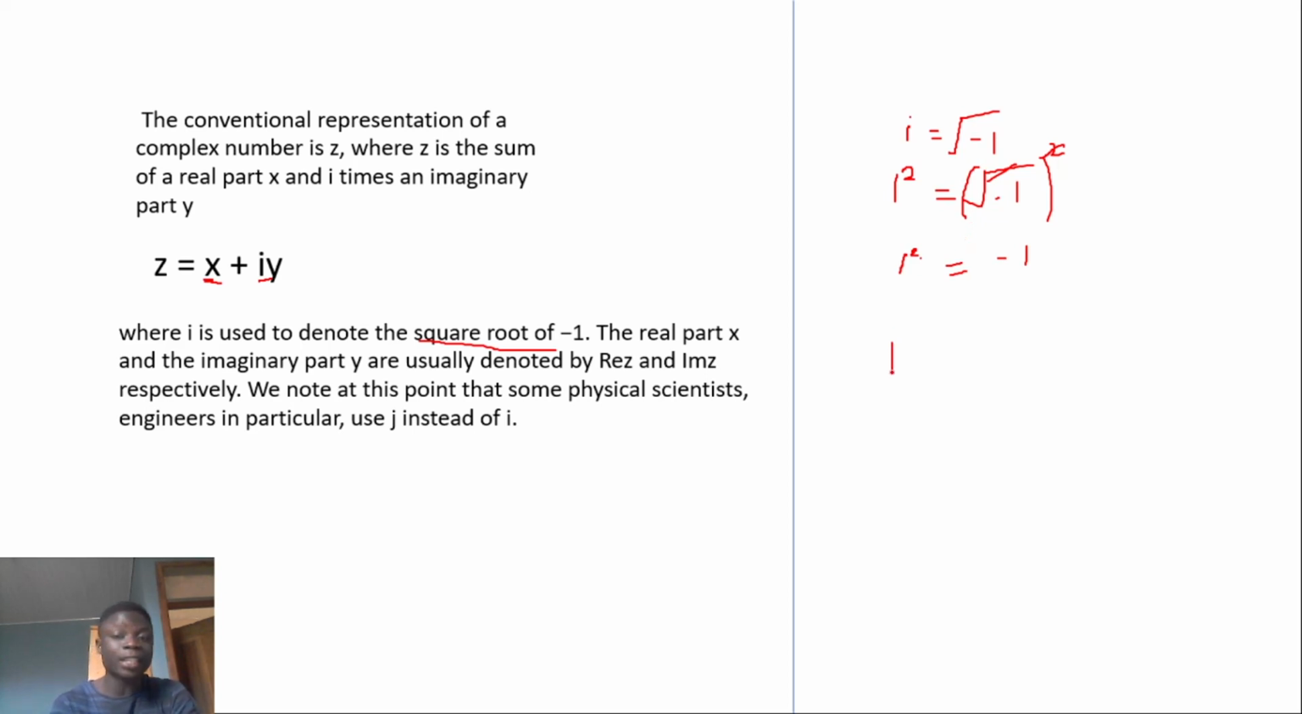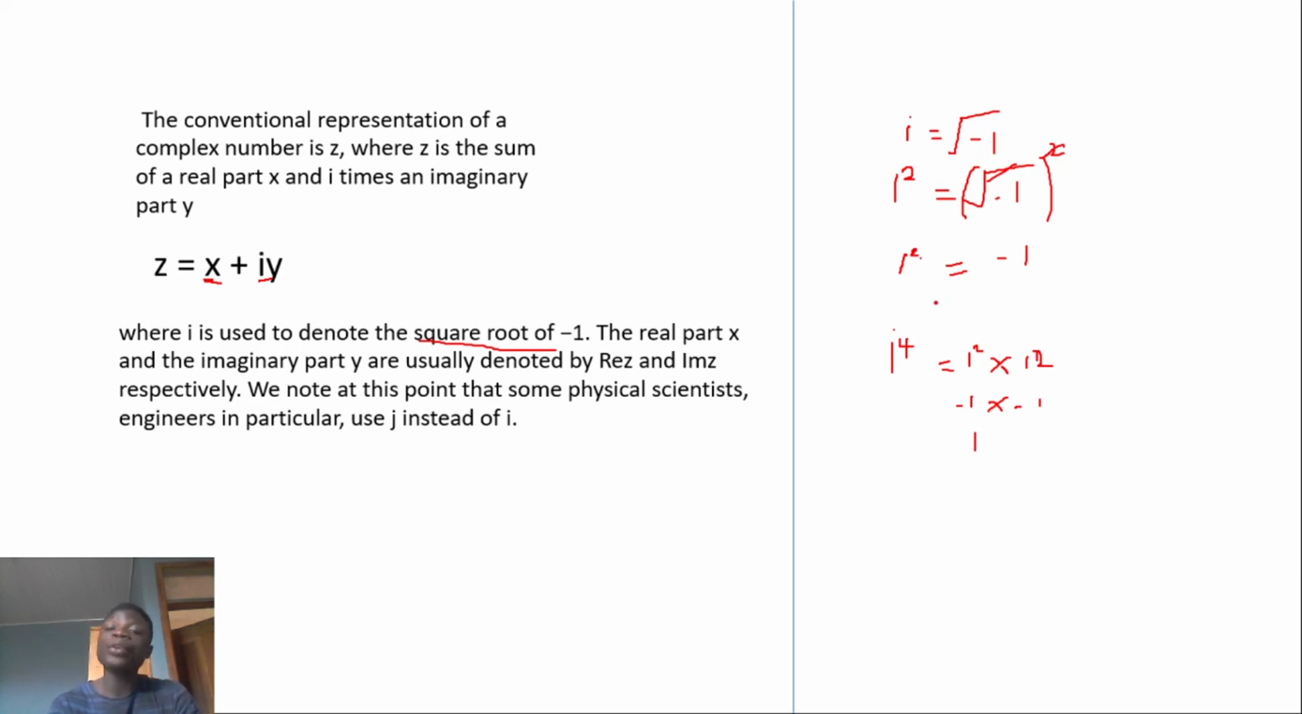Now, how do you find maybe i exponent 4? They ask you to find i exponent 4. How do you go about this? You are going to simply break it down into multiples of 2. That is i squared times i squared. We know that i squared is -1, so we are going to get -1 times -1, which will give you 1. So i squared is -1, but i exponent 4 will give you 1.